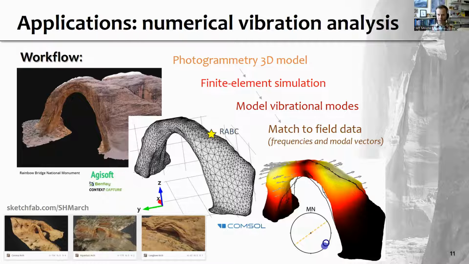trim away the extra parts, and import that into a numerical analysis program where we ask the program, given this geometry, given these material properties, what are the natural modes of vibration? What do they look like? What does the bridge want to do? And the program can very efficiently solve this for the complex geometry that's established by the photogrammetric model.